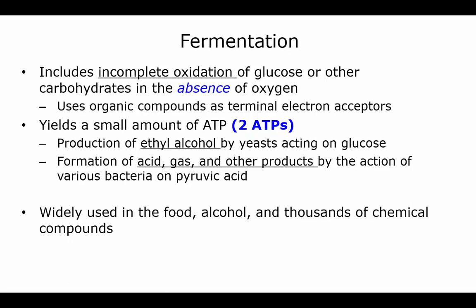Fermentation is done in the absence of oxygen, and it includes incomplete oxidation of glucose. The terminal electron acceptors are going to be organic compounds, and it will yield just a small amount of ATP, 2 ATPs, and produces either ethyl alcohol or lactic acid. It's widely used in food. That's how cheeses and yogurts are made, as well as alcohol and thousands of chemical compounds.